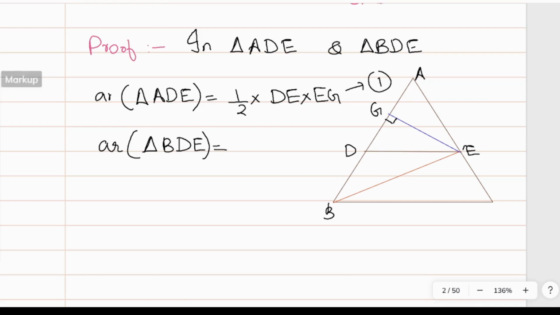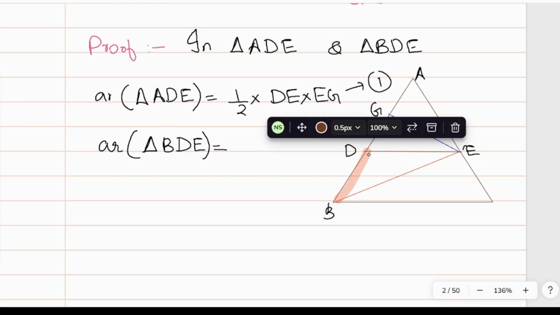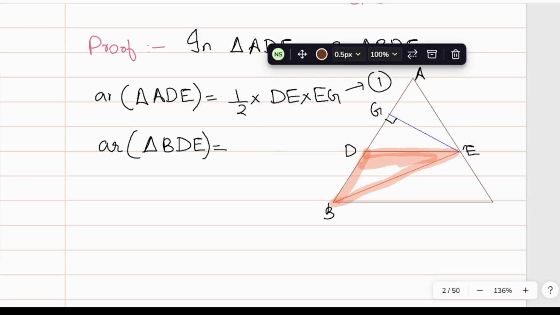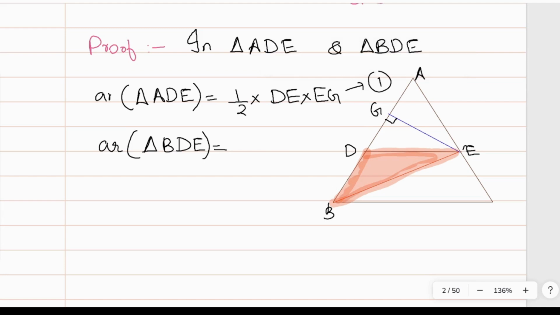That means, which part? This triangle, okay. If I want to find the area of this triangle also, which is the altitude here for this one, if I'm taking BD as my base, half into, what? Base means BD. If I take the perpendicular height, this is our perpendicular height, right? That is going to be EG. And for this one, I'm going to give equation number 2.